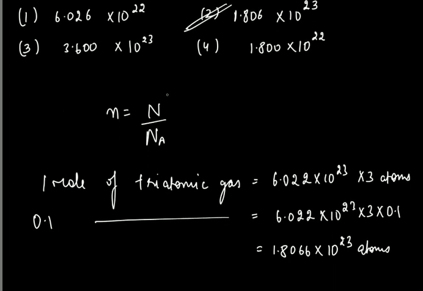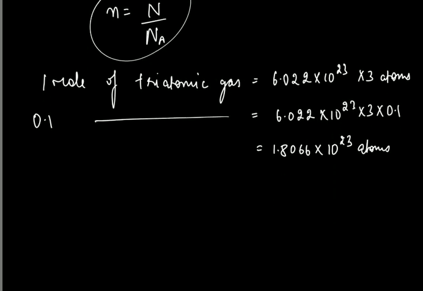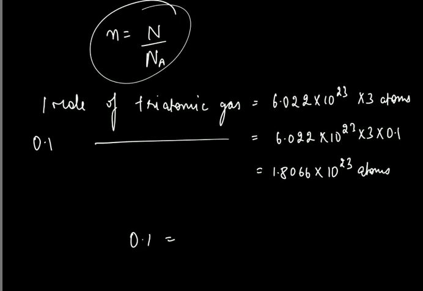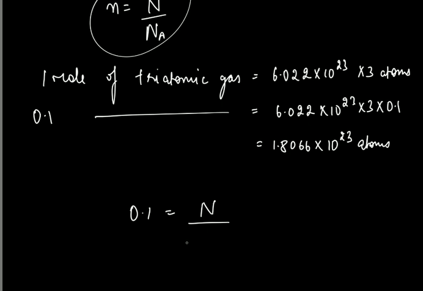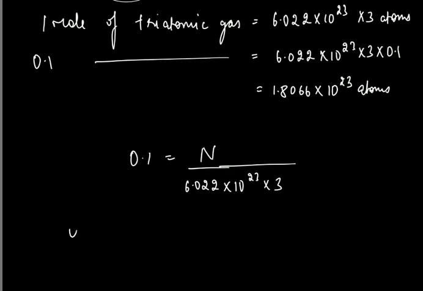Now you can do with this formula also, that's not a problem. So number of moles given is 0.1. The given number that we need to calculate, capital N, Avogadro constant is 6.022 into 10 raised to the power 23. Again you have to multiply with the atomicity, that's mandatory, and again you will get the same answer with the formula also. Same answer.